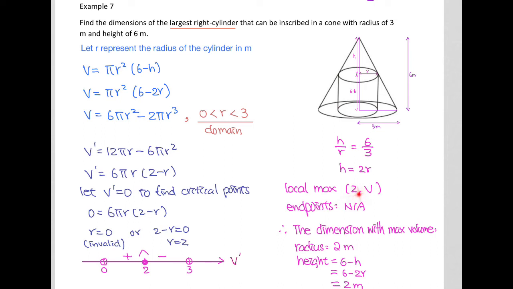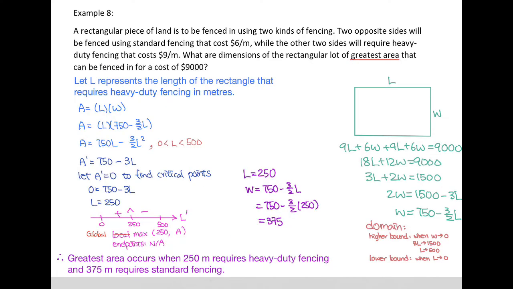And then we need to find the height because the question is asking for dimension, and we don't need to find the volume because the question didn't ask for it. So the height of the cylinder will be 6 minus h. And we know h equals 2 times the radius, which is 2 times 2, which is 4. So 6 minus 4, it's 2. So we know the dimension with the maximum volume will occur when the radius is 2 meters and the height is 2 meters.